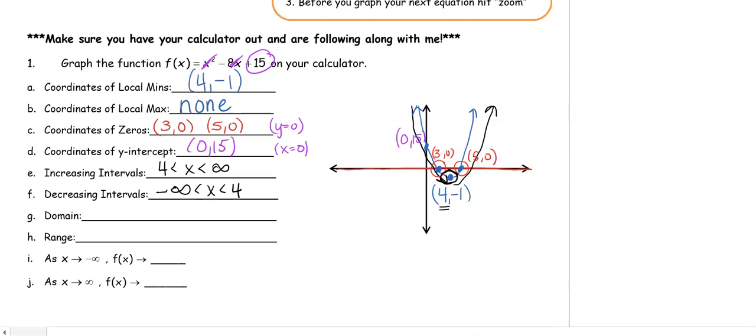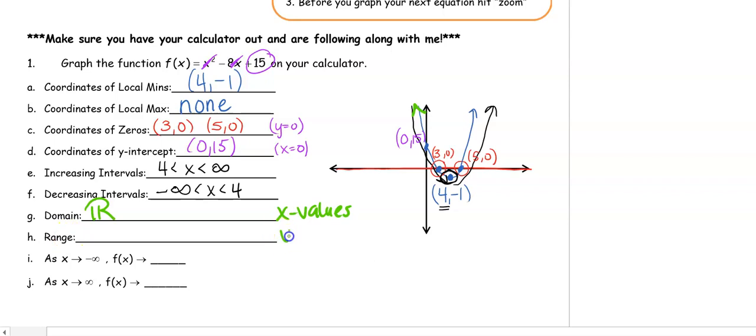Your domain are all possible x values. So when we think about our different x values, we talked about our movement left and right. So this arrow was forever going up, but don't forget it's also forever going to the left. This arrow is forever going to the right and also forever going to the left. So as I move left and right on my graph, it's never actually going to stop. So this is going to be all real numbers.